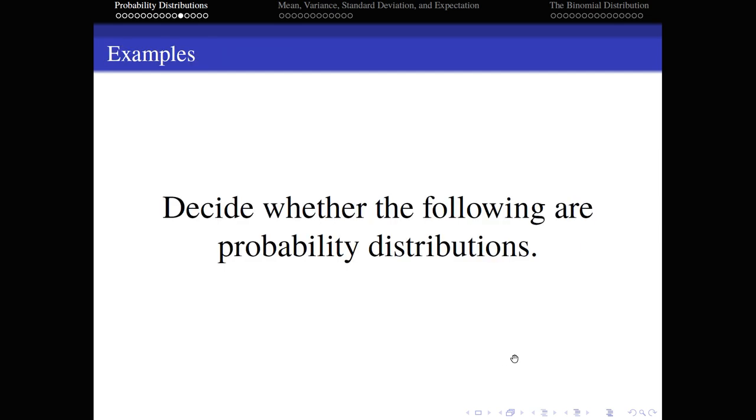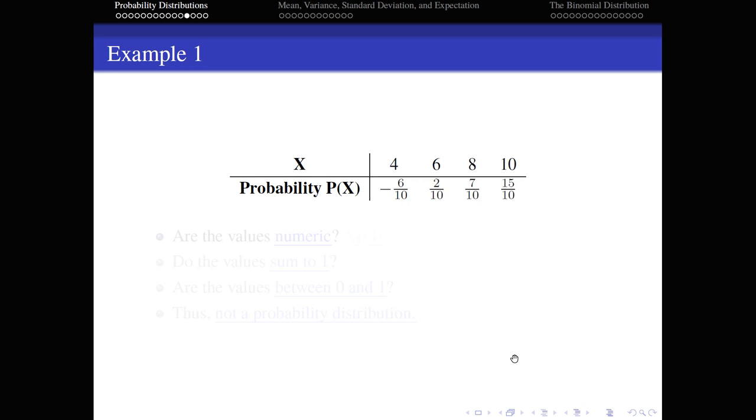So let's try some examples. Feel free to give these a shot on your own. These are some pre-made discrete probability distributions. So in this distribution, we can check through our checklist of is this a discrete probability distribution. First we check if the values are numeric. We see that they are.